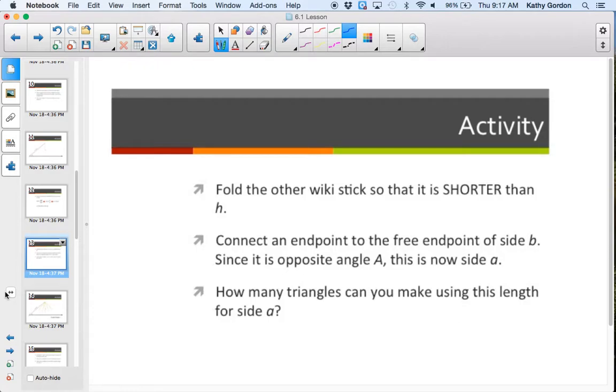Okay, so how many did you guys make? None? How many did you guys make, Casey? None? How many did you guys make? One? What? Did you fold your wiki stick so that it's shorter than H? Wait, it's not shorter than H. Shorter than H. Shorter than H. Should I speak more slowly?